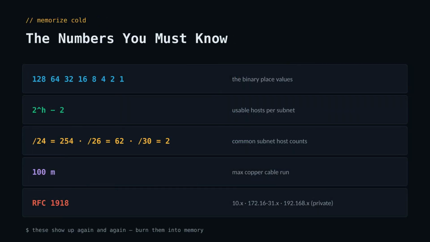Before we move on, lock these in. The binary place values, 128 down to 1, should roll off your tongue. 2 to the host bits minus 2 for usable addresses. A /24 gives you 254, a /26 gives 62, a /30 gives you 2, 100 meters on copper, and RFC 1918 for your private ranges. These aren't trivia. They show up on the exam, on the job, every single time.